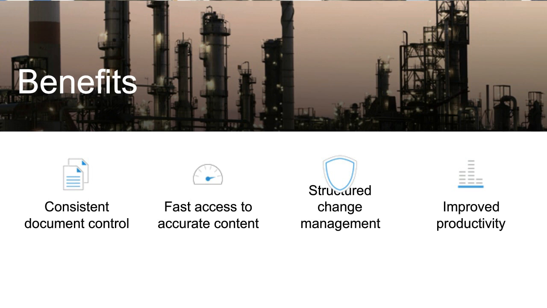It's going to provide consistent document control, as we've talked about. It's going to enable fast access to the most accurate content possible. Because of the change management capabilities we have, you can be assured that information is going to be changed only in a structured way with the right level of review and approval. And ultimately, it's going to drive some significant productivity. Workers are going to be able to get their tasks done much more rapidly because of the quick access to the information that they need.